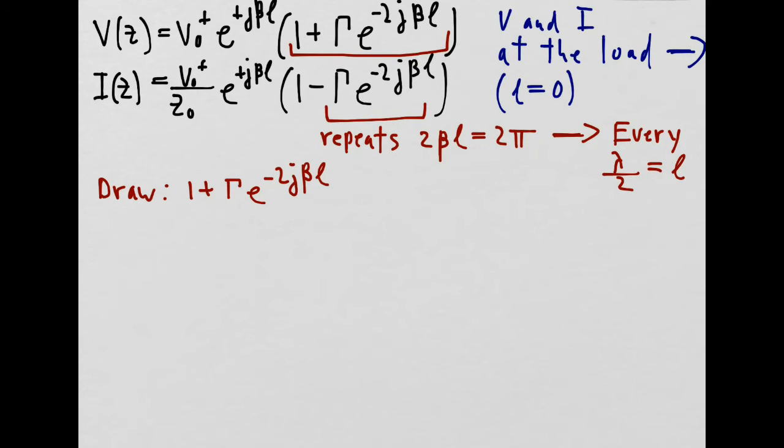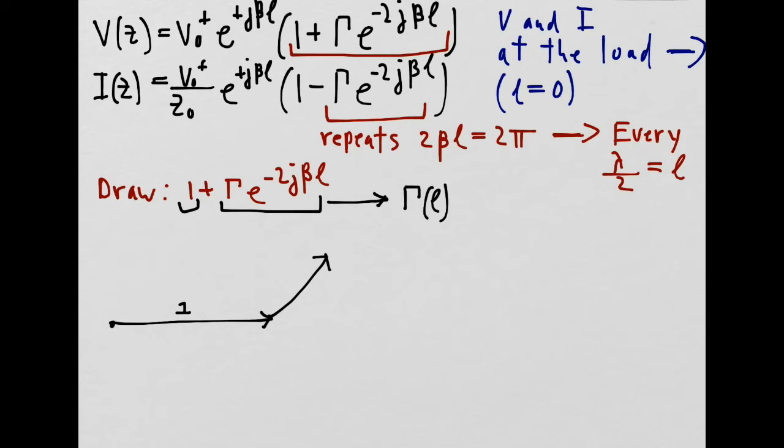So let's go ahead and draw this vector. Begin by drawing the first part of the term, which is 1. Okay, we'll draw 1 as a vector. And then the second part of the term, we are going to define this part as gamma of L, which is a vector of some magnitude gamma and some angle alpha. Okay, so this is that vector right there and has an angle of alpha from the ordinate.